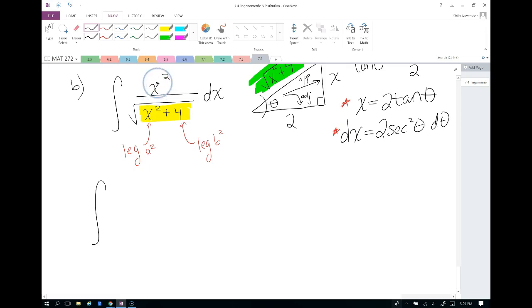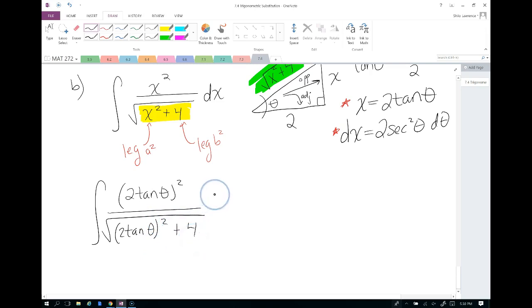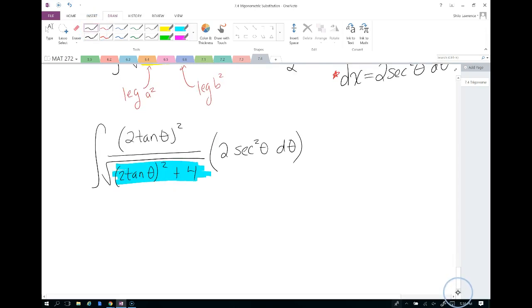So in my numerator, it says we need to have x squared. So take your x substitution of 2 tan theta and square it. In the denominator, we have the square root of x squared plus 4. And then off to the side, we have our dx, which we just figured out to be 2 secant squared theta d theta. If you're not sure to start with our simplifying, always start with the sum or difference of squares. That will always simplify. And then once you get rid of that piece, it'll look a lot nicer once that square root is gone.